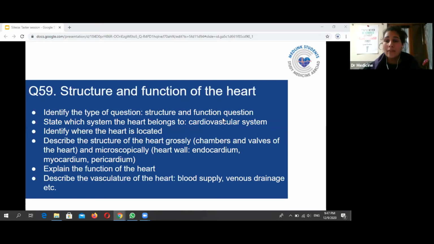And then we can talk about the structure. So the structure of the heart, we can subdivide it into a gross structure. So the chambers, remember the 4 chambers, the atria, the ventricles, and the valves of the heart. And then at a microscopic level, which will be looking specifically at the heart wall. So the endocardium, which is the inner layer. Endo means inner. Myocardium, myo comes from muscle. And the muscle layer is comprised of these intercalated discs. This is how the cardiac muscle cell is distinguished from other types of muscle cells like skeletal and smooth. And then we have the pericardium, which is also referred to as the epicardium, which is the outer layer. Then we would explain the function of the heart.